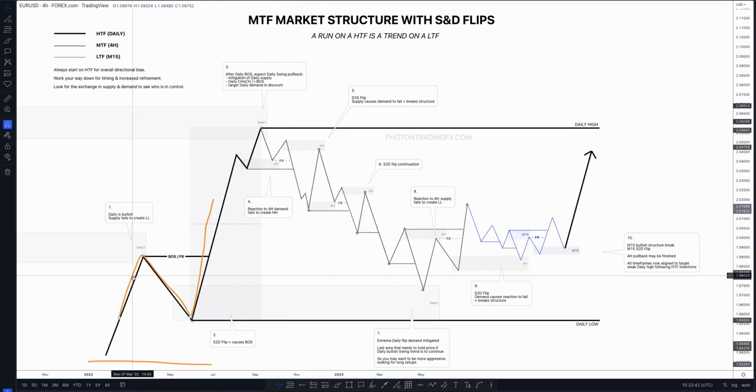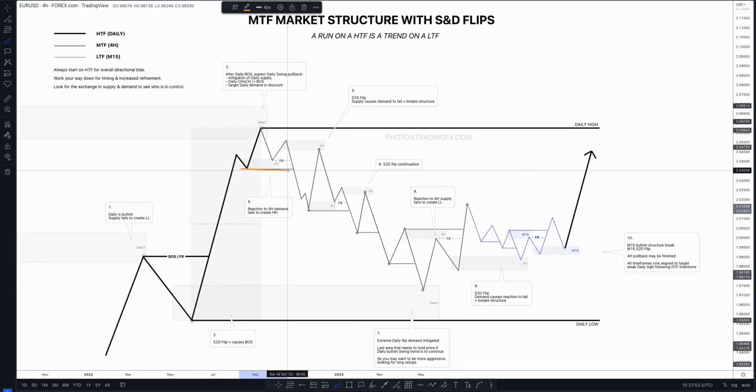Okay, let me just get rid of these orange lines so we can keep it relatively clean. Okay, cool. Then we come up into the next daily supply zone, which then initiates the next daily swing pullback phase. We get a daily, let's just say, change of character, which just so happens to be a 4-hour bearish BOS, so the 4-hour changes trend. So we get a 4-hour swing lower low. This becomes our 4-hour strong high. This becomes our 4-hour weak low.